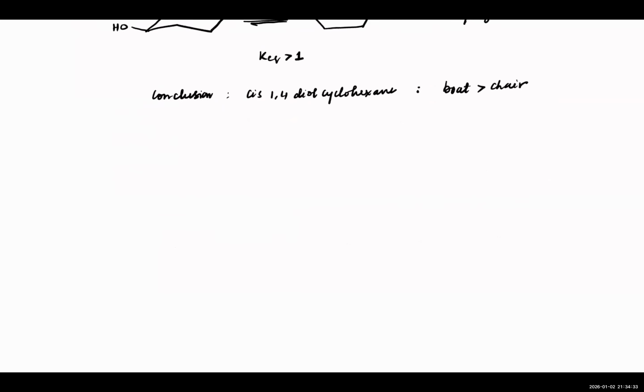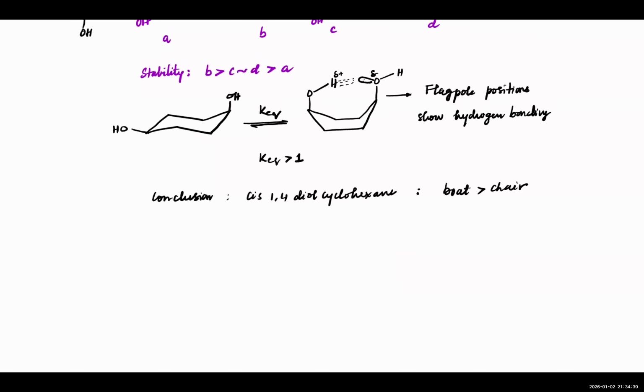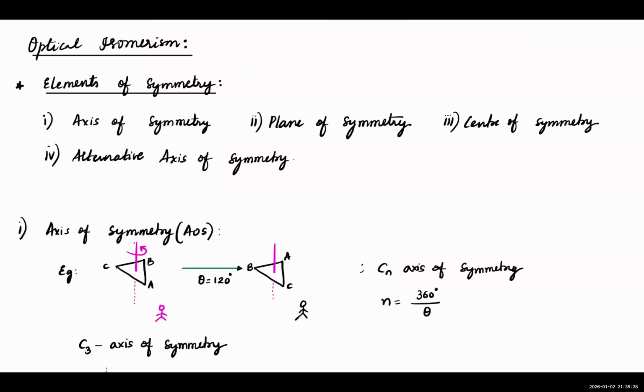Okay. Now, let's get into more details about optical isomerism. That is the next point we need to discuss. One second. Today we'll do all the theoretical part of optical isomerism. Next class we'll do a lot of problem solving in this case.